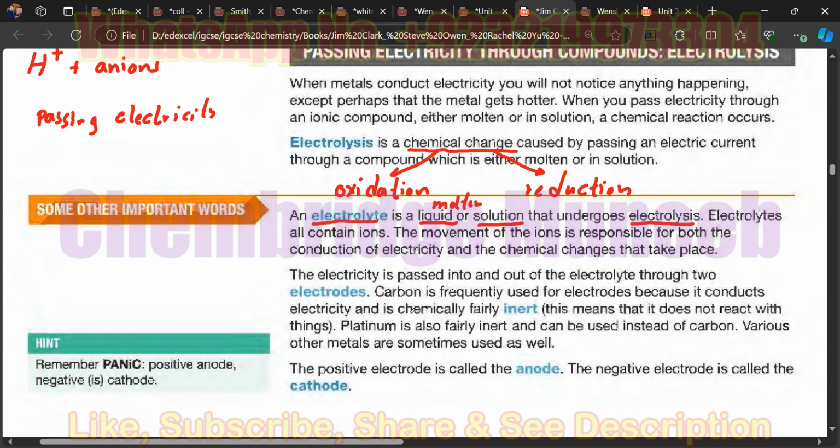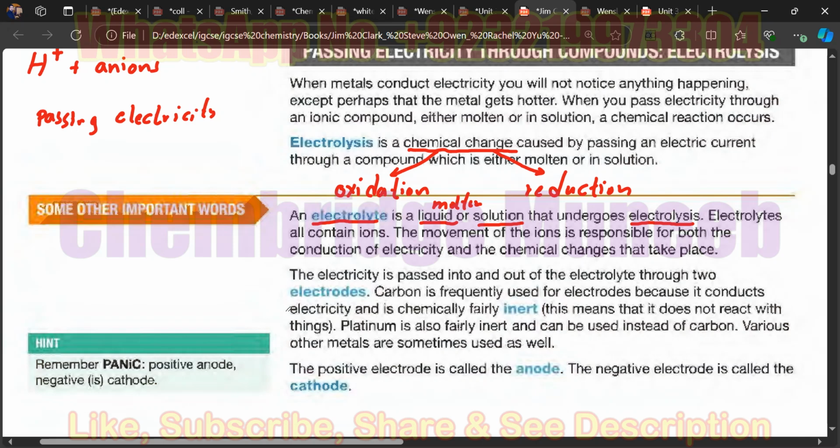Electrolytes go through chemical changes, which are oxidation and reduction, as a result of passing electricity through the aqueous solution or the molten state of the electrolyte. As a result, the chemical changes take place. Is that clear?